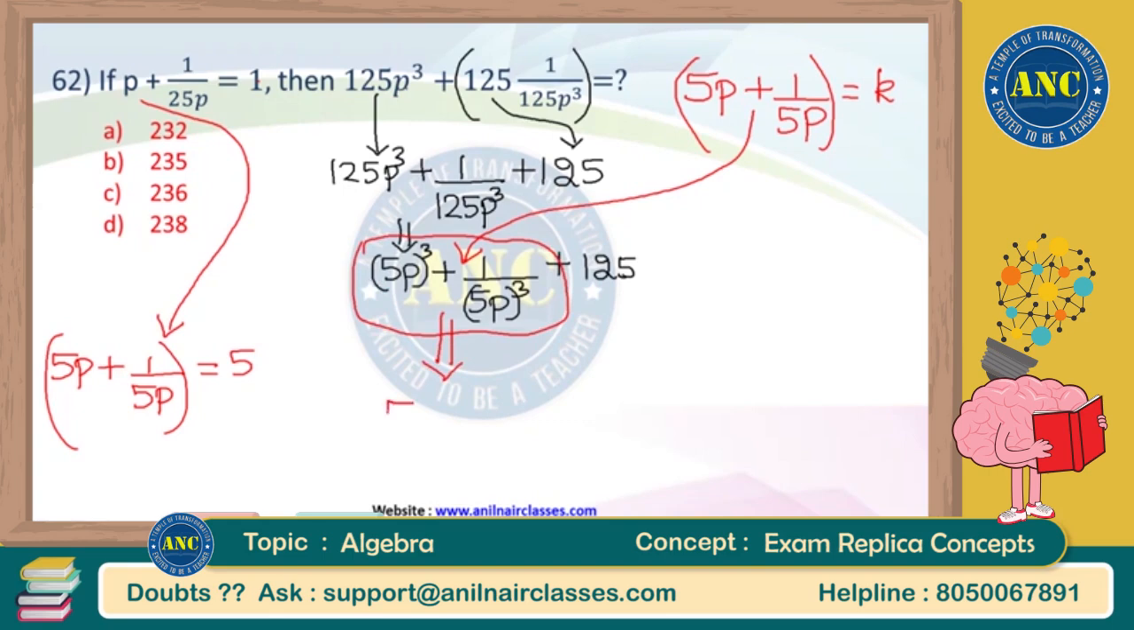is k cube minus 3k, that is 5 cube minus 3 into 5. 5 cube minus 15 plus 125. That means 125 plus 125, it is 250. From 250 subtract 15. Answer is 235. These are all very easy questions, sir. I think by now you should be very comfortable with these varieties of questions.